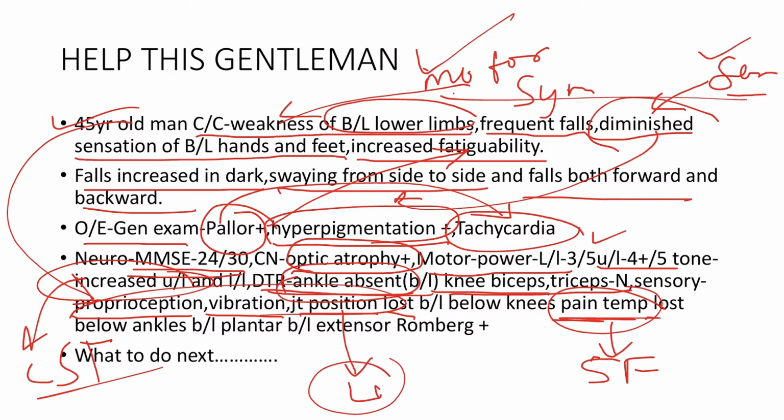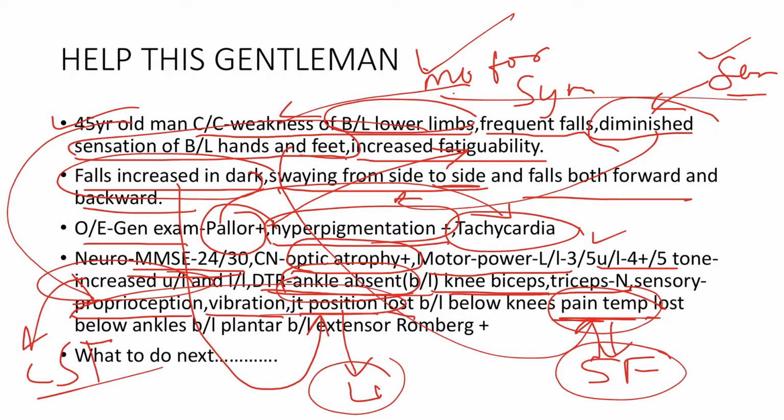So these are actually large myelinated fibers, right? These are small unmyelinated fibers. And this diminished sensation in bilateral hands and feet actually signifies small fibers. But this one, increased falls in the dark, swaying to the side, actually means large fiber, right? And the plantar is bilateral extensor, and this Romberg sign is positive, which is very typical of a sensory ataxia, right? Now next is what to do next.